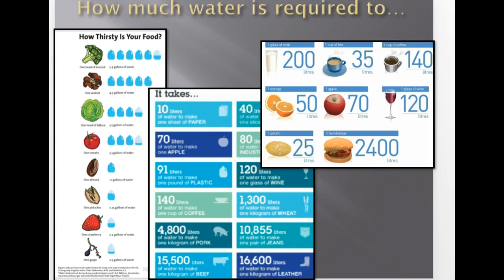That's substantial. How much water is required to make 1 cup of tea? 35 liters. Just take a look at these charts. You can stop the presentation. It's really substantial.